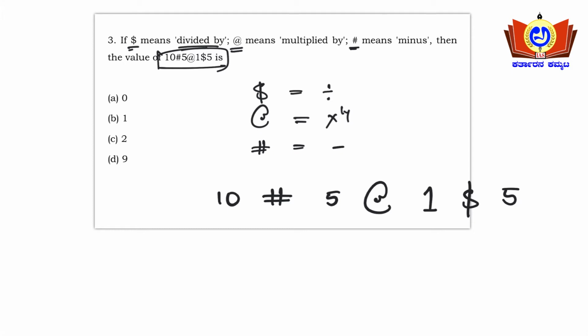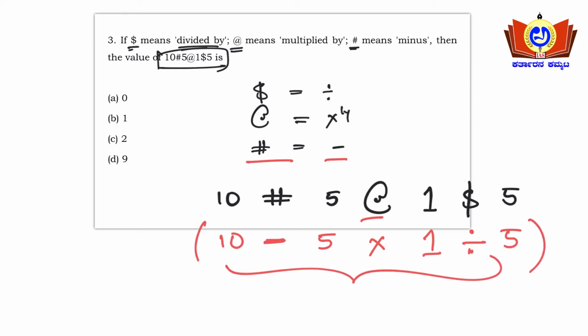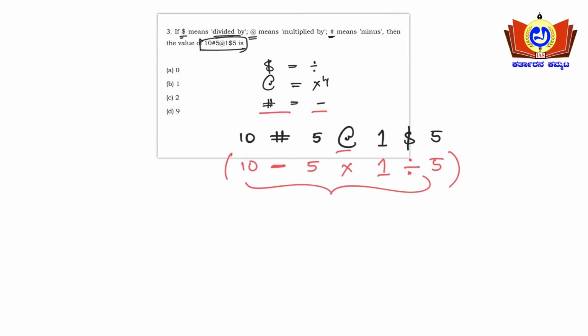We need to convert it. Simple question, my dear friends. Ash sign will be minus, so 10 minus 5, at symbol is multiplication, so 8 into 1, and dollar symbol is division, so 1 divided by 5. We need to calculate this. We know the rule, BODMAS: division should be followed by multiplication, then addition and then subtraction.